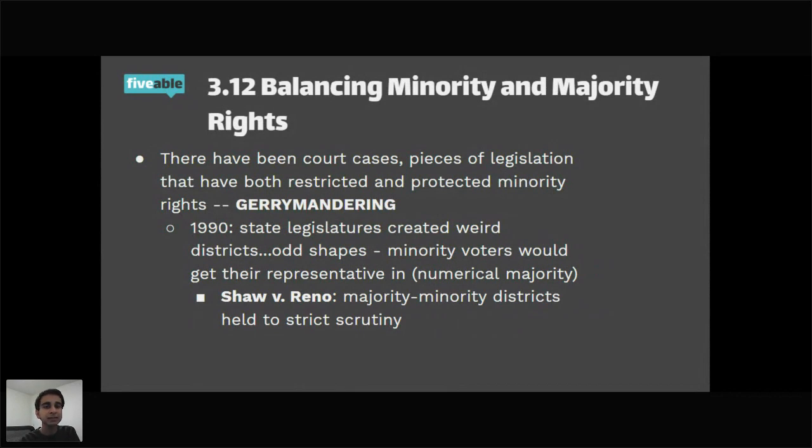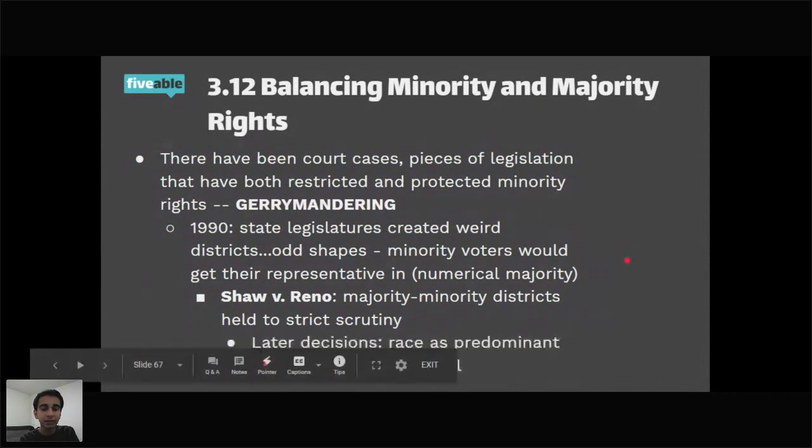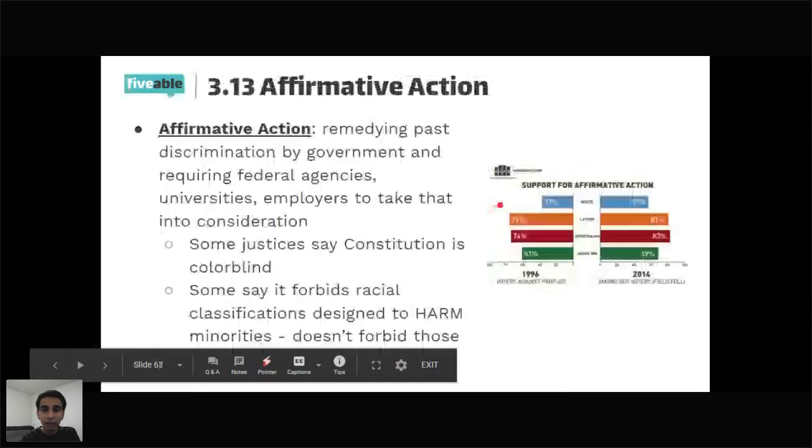One of your court cases is not mentioned in the College Board for this unit, but you should know it, is Shaw versus Reno. That's talking about majority-minority districts and how in the future they must be held to strict scrutiny. Basically, in later decisions, if race is the prominent or predominant factor, those districts can be declared unconstitutional. So you'll see several cases about that later.